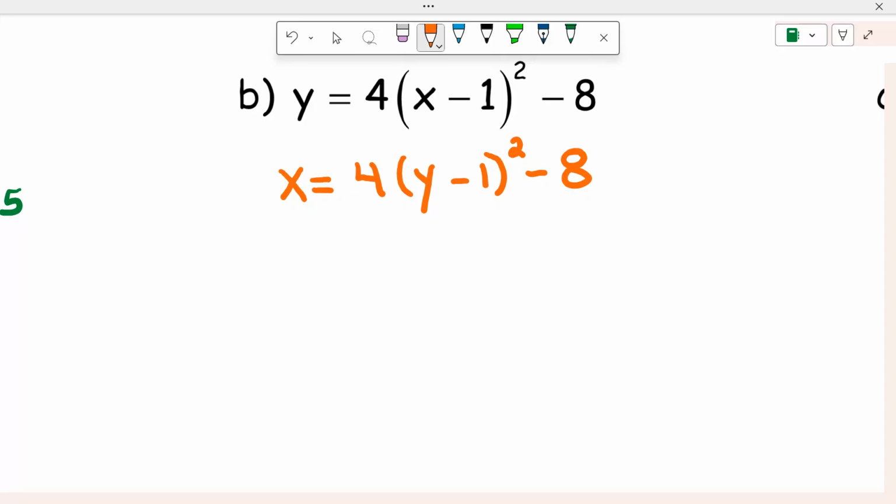Okay, so we have some steps. So the first thing you need to do, or I would do, is do the constant. So that minus 8, we're going to get rid of it by adding 8. That would be our first step. So then we have x plus 8 equals 4 times y minus 1.